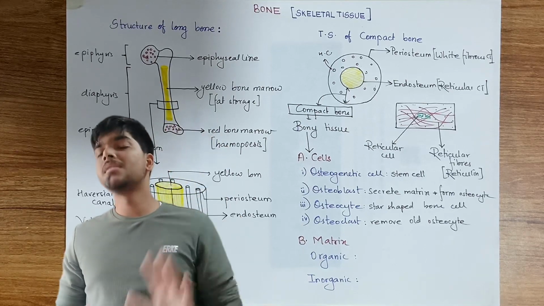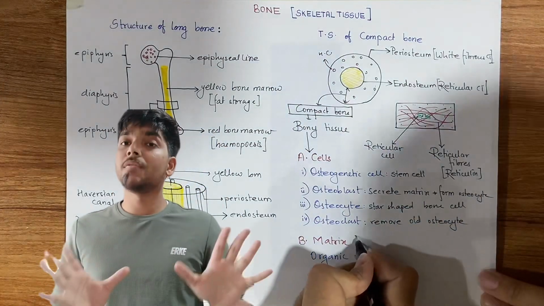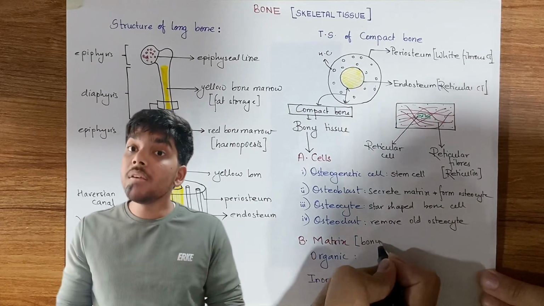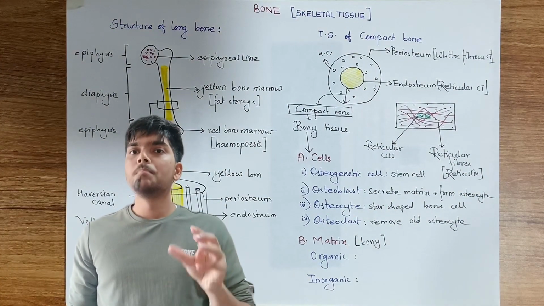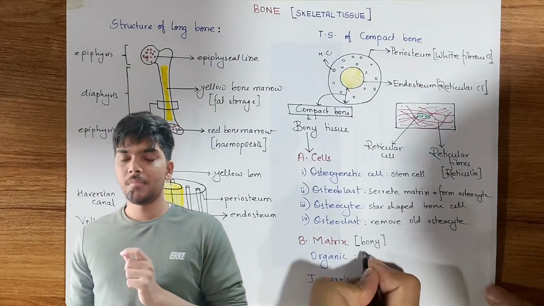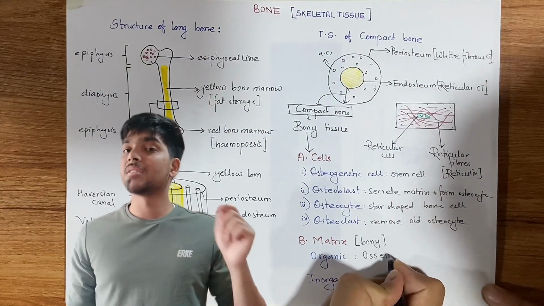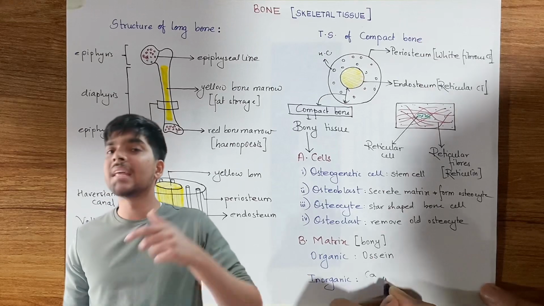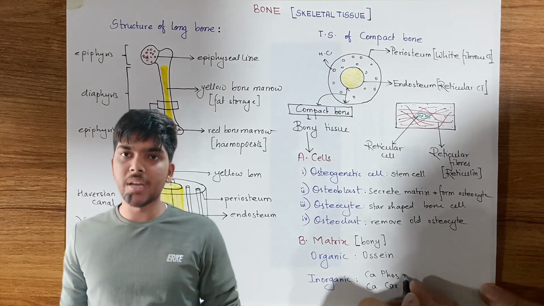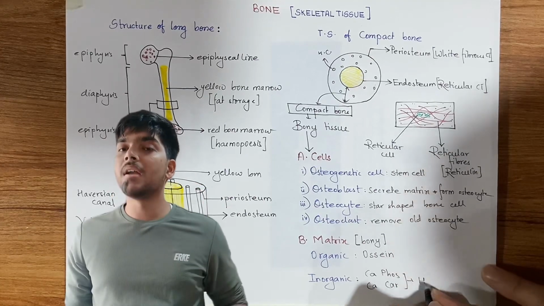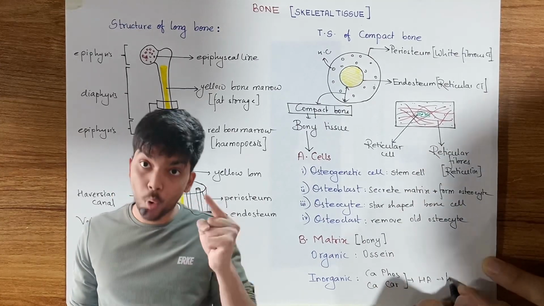These cells are present on a matrix, and the matrix of compact bone is bony, that is compact, and it contains the protein ossein as well as inorganic salts, that is calcium phosphate and calcium carbonate, which together are known as hydroxyapatite, and this hydroxyapatite provides hardness to bone.